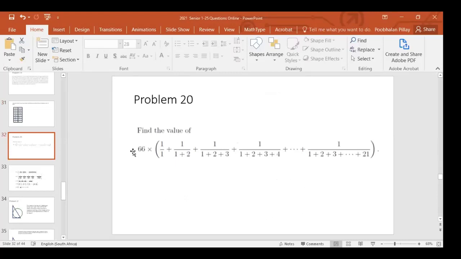Problem number 20. Here you've got a rather complicated looking sum: find the value of 66 times (1 plus 1 over 1 plus 2, 1 plus 3, going all the way up to 21). So it looks as if we've got 21 fractions which are added.